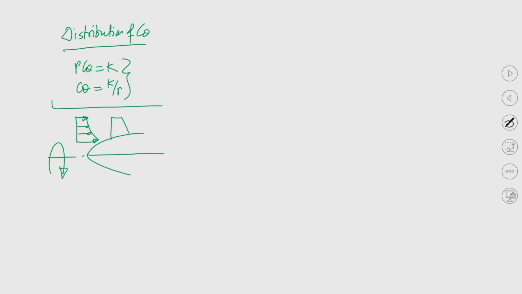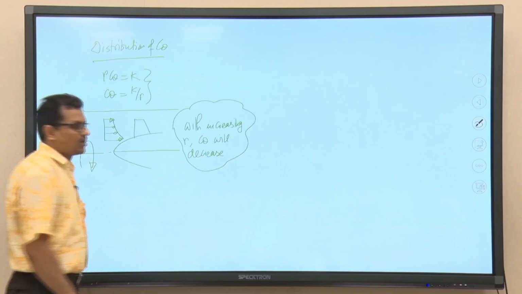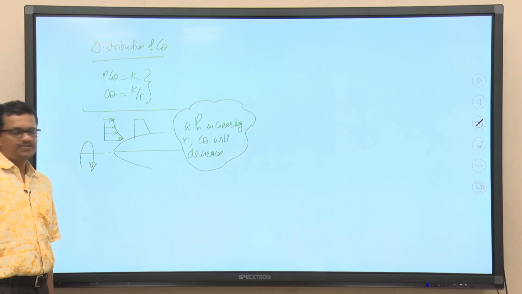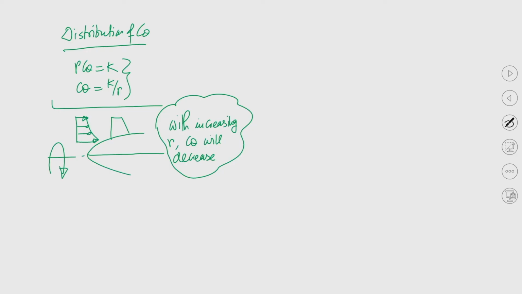So, with increasing r, C theta will decrease. This is basically what we have obtained from this particular exercise. Okay. Now, you can understand this C theta profile, the profile of C theta which changes with r, and this is a hyperbola.